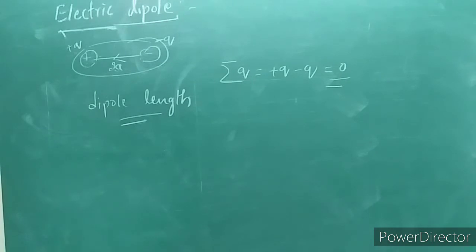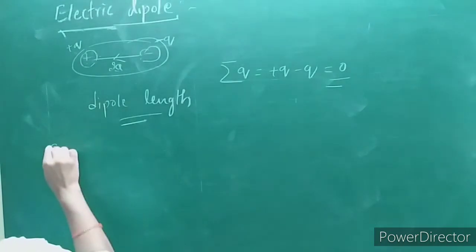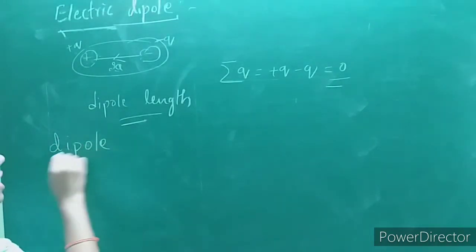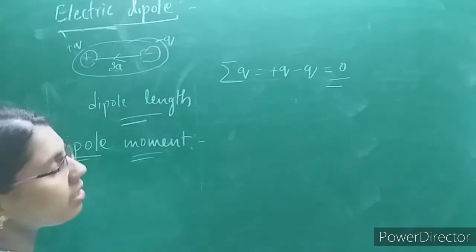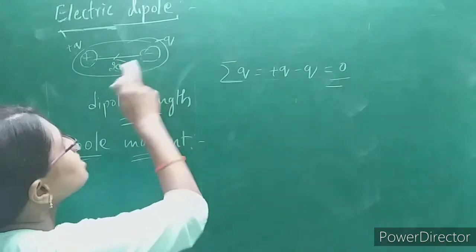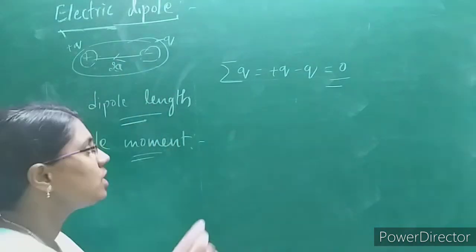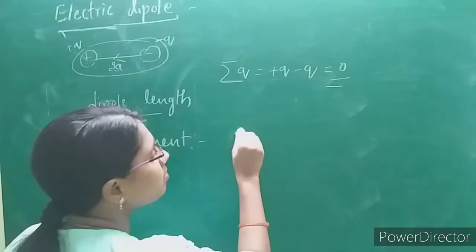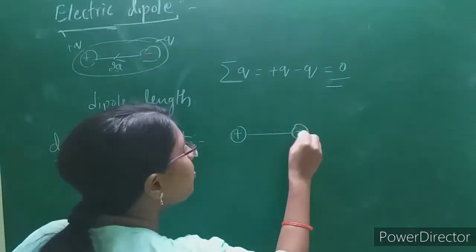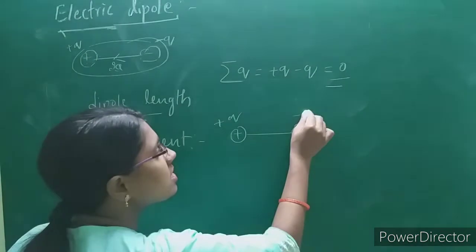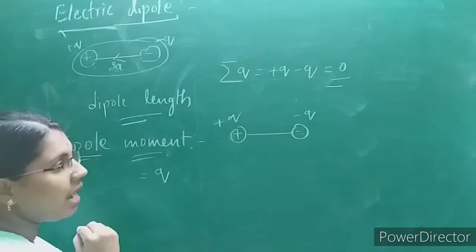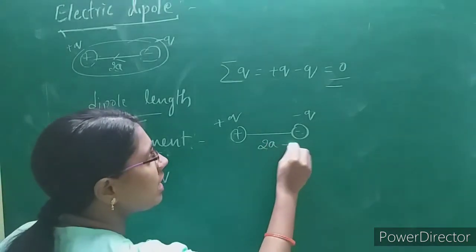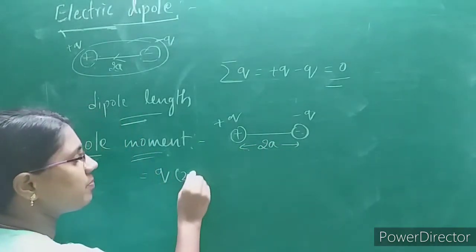Now let me move on to discuss the next concept, that is dipole moment. What is dipole moment? If we consider a dipole, we know it is nothing but a pair of equal and opposite charges separated by a small distance between them, right? So dipole moment means it is the product of one of the charges in a dipole and the dipole length between the two charges simply.